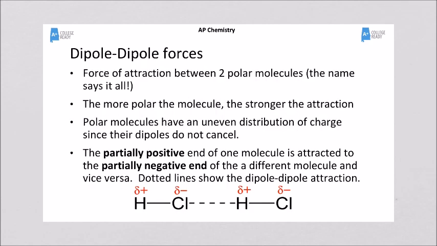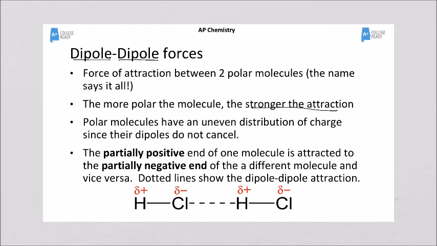The second type of intermolecular force are called dipole-dipole forces, and really the name tells you what the type of attraction is. A dipole means I have a polar molecule, and that polar molecule would be attracted to another polar molecule. So, as you see, the name tells you. The more polar the molecules, the stronger this attraction will be.